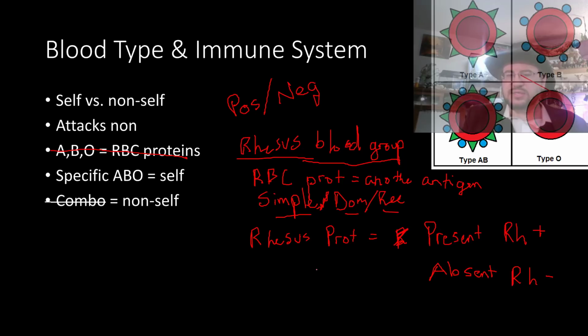So, since this here, in this little image, which I'll be lazy and just use, type A is triangles and type B is circles. So I'll just make my rhesus the squares. So rhesus positive would be having the rhesus protein. So this person is going to be type A positive.